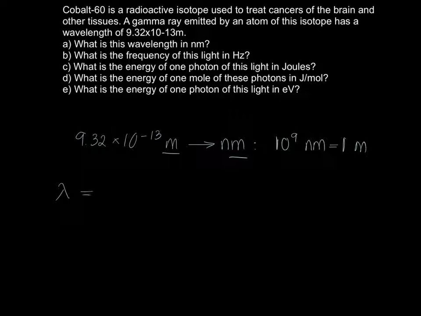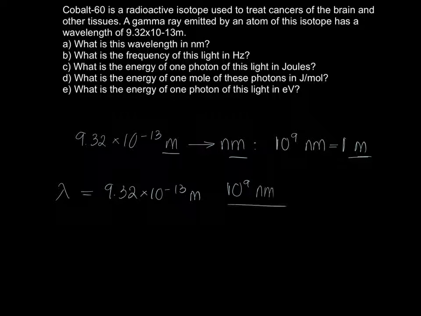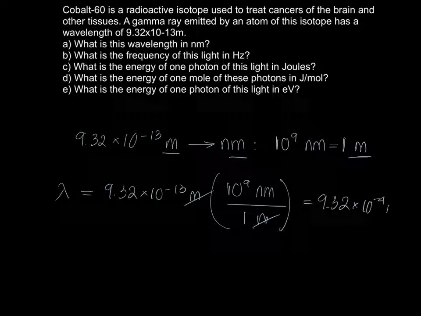So here's our wavelength, and we have 9.32 times 10 to the negative 13 meters. So we want to have meters on the bottom to cancel that out. So 10 to the 9th nanometers over 1 meter. So multiplying this through, the meters will cancel out, and our answer will be 9.32 times 10 to the negative 4th nanometers. And that's part A.